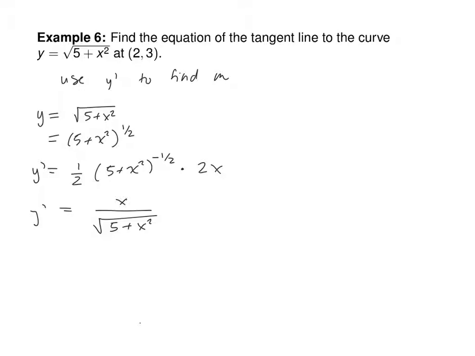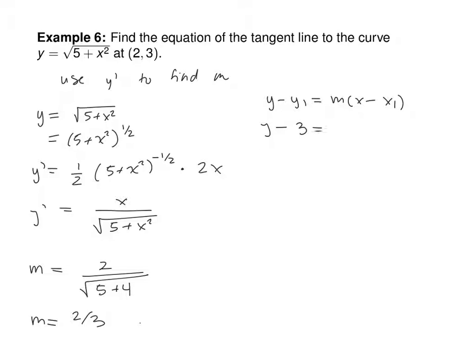Okay, so now find the slope. What number gets plugged in? 2. 2 over root 5 plus 4. So m equals, I think, 2/3. Do you agree? Okay, good. Then plug into point slope. I know some of you don't like to use this, but give it a try. It actually is easier than doing the whole find the b thing using y equals mx plus b. So y minus 3 equals 2/3 times (x minus 2).